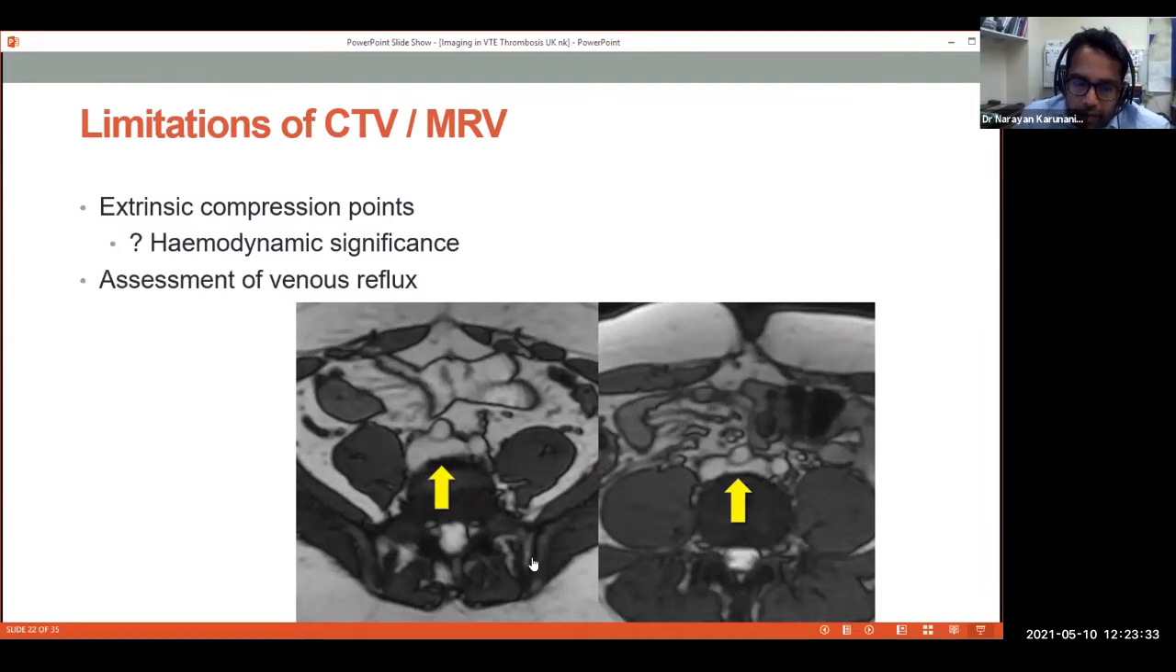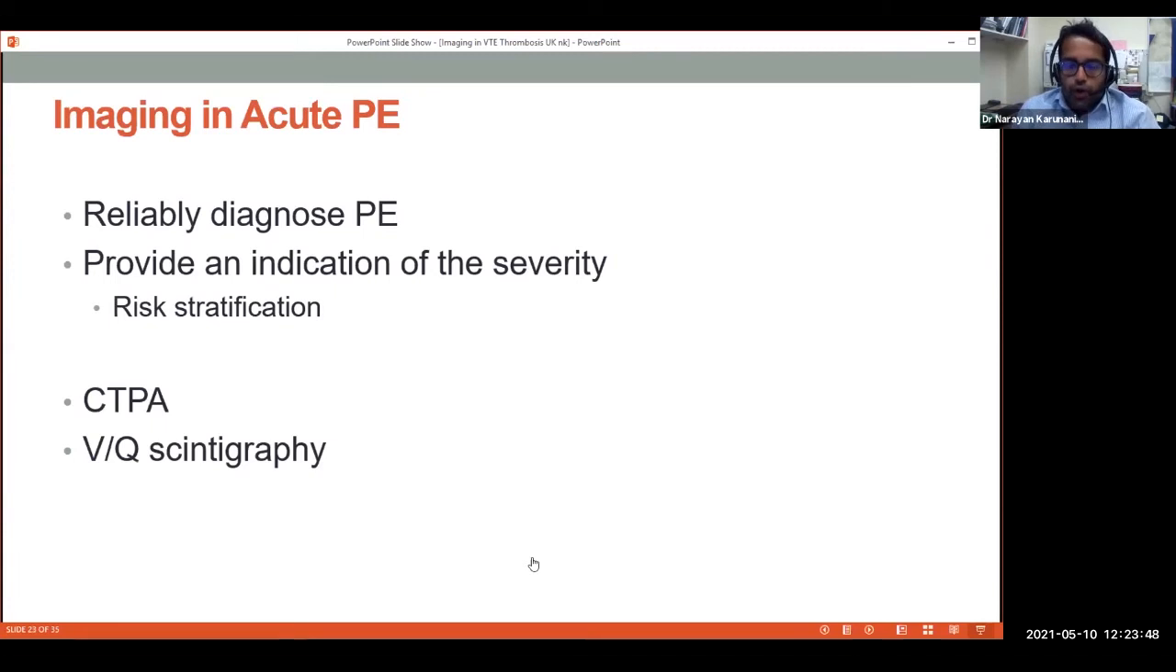But there are limitations to cross-sectional imaging. It doesn't provide the hemodynamic information that duplex ultrasound can provide, or the evidence of venous reflux that a duplex ultrasound can provide. And so moving on from deep vein thrombosis to acute PEs, again, the ask from imaging here is to reliably diagnose pulmonary emboli and provide an indication again on the severity of the pulmonary emboli, which helps us to risk stratify our patients so that they can be managed appropriately.